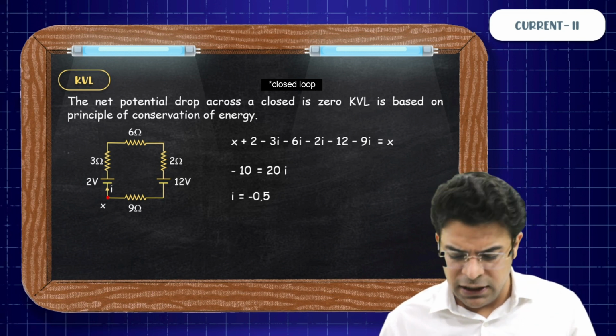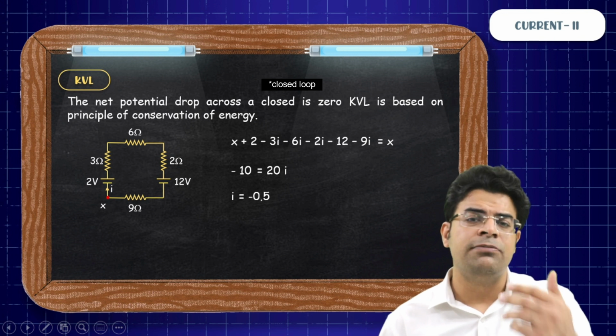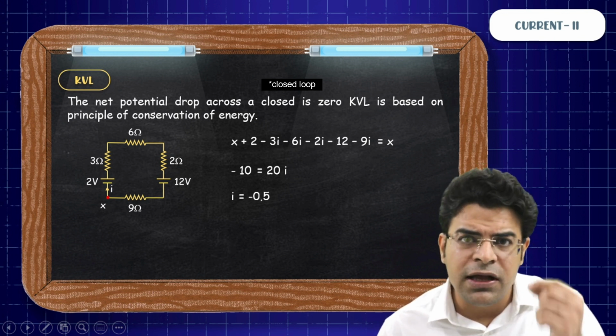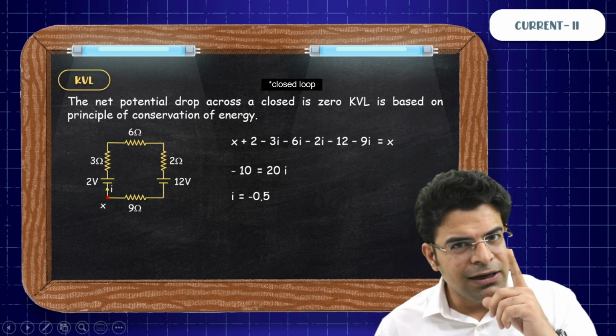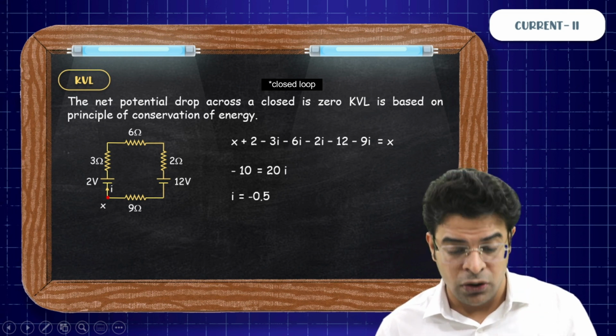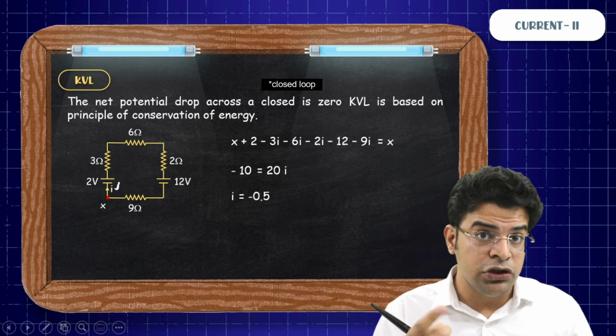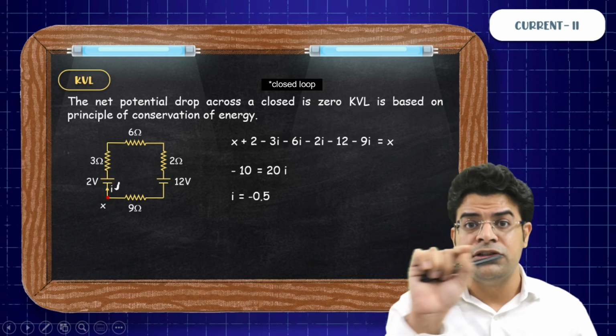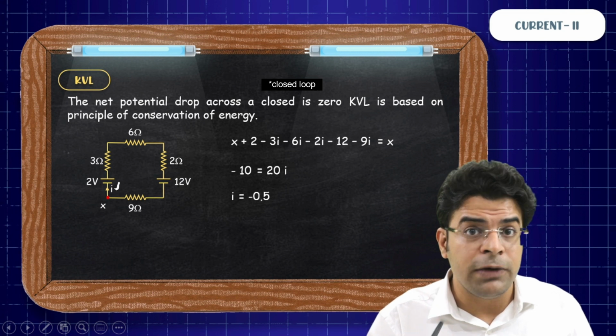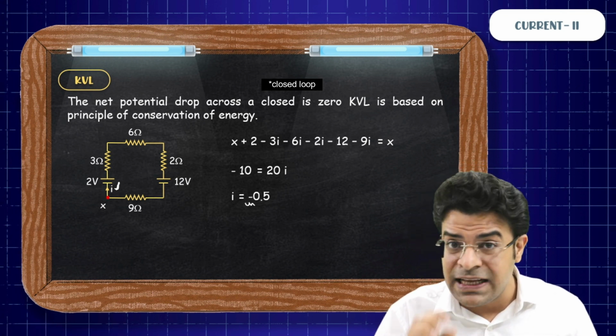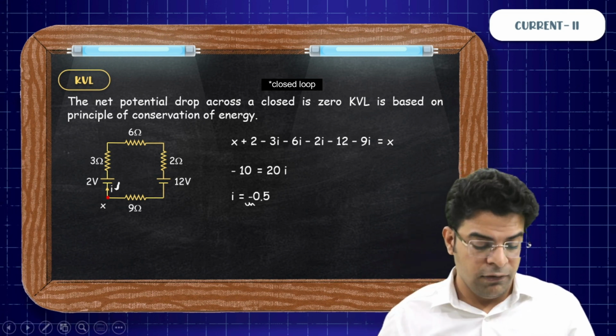Once you get the current to be minus 0.5, what does this minus sign tell you? The same thing it tells everywhere in physics, that the direction of current you have chosen is wrong. Current is actually in this circuit anti-clockwise, while you assumed at the beginning of solving that the current is clockwise. Since you assumed it to be clockwise, you got a negative answer which tells you that current is actually anti-clockwise.